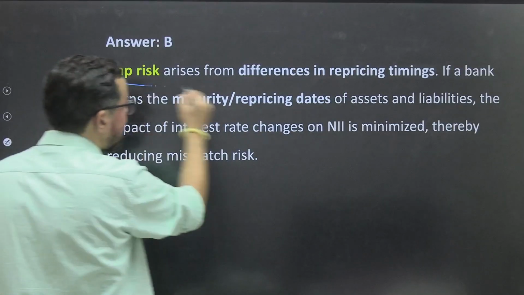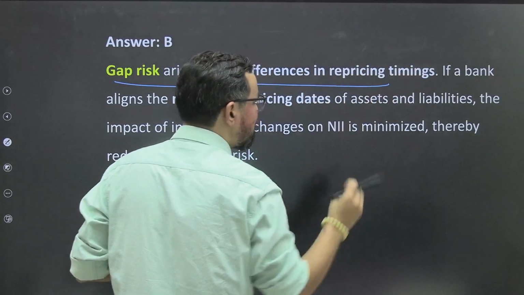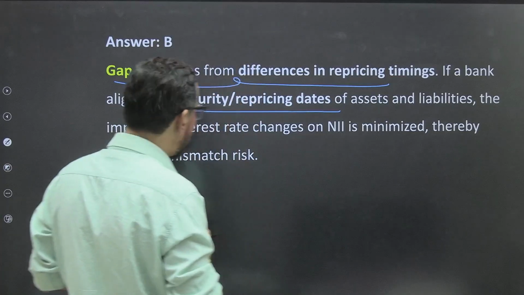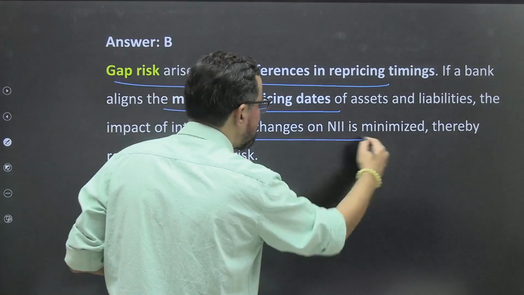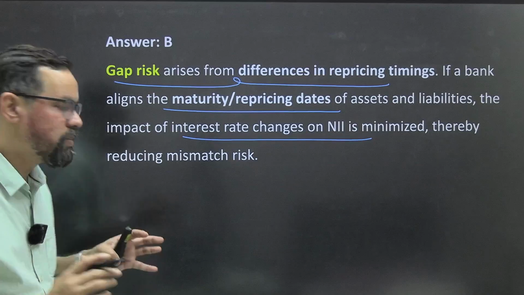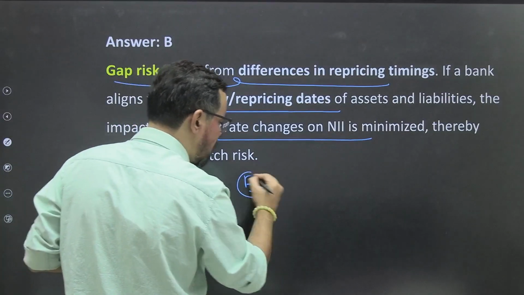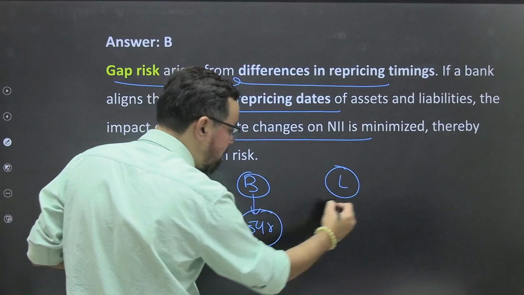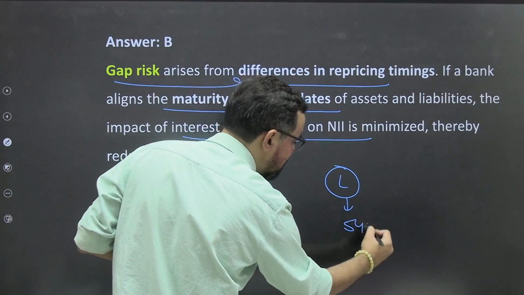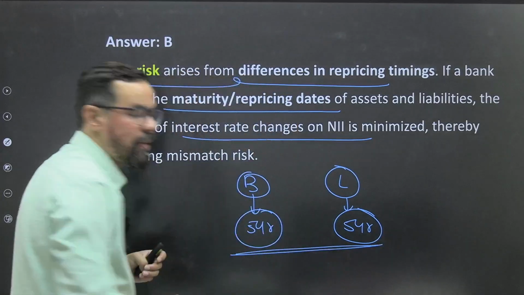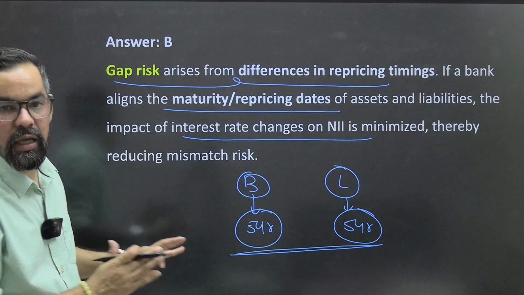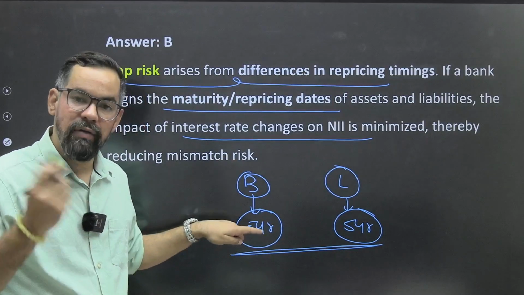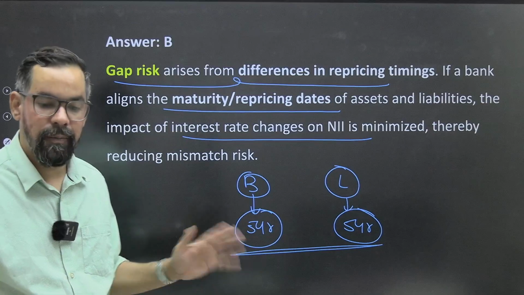Gap risk arises from differences in repricing timing. If a bank aligns the maturity or repricing date of assets and liabilities, the impact of interest rate change on NII will be minimized. It is as simple as that. Let's say we accepted a deposit for 5 years and created an asset for exactly 5 years. Here we do not have any gap, we have a perfect 100% match, because we borrowed from a customer and this will be payable after 5 years, and that money we will get from the customer. So this is perfect.